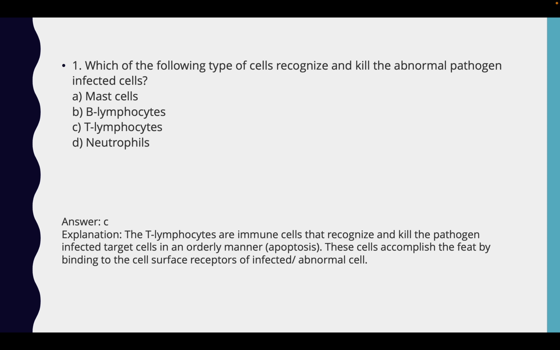Mast cells are involved in allergic reaction, not directly killing the infected cell. B lymphocytes produce the antibodies which mark pathogens for destruction but do not directly kill infected cells. And neutrophils are primarily phagocytes, they engulf and destroy bacteria. They also do not specifically target the infected cell. So T lymphocyte is the correct answer.